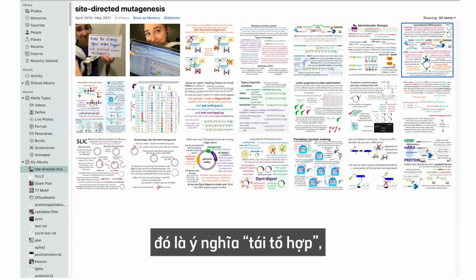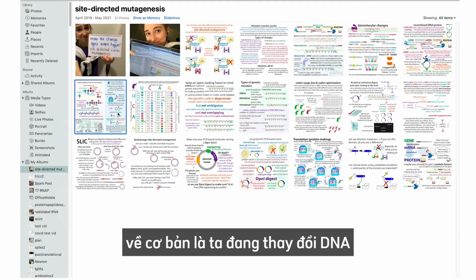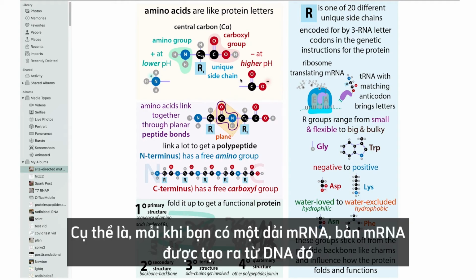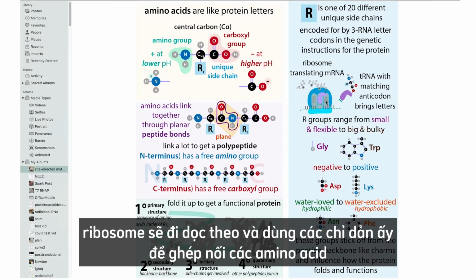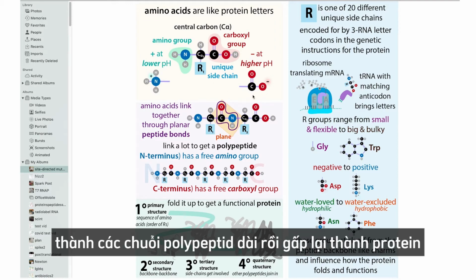So that's what we call it, recombinant. But basically, going back to the idea of what we're actually changing: we're changing the DNA, and when I talk about amino acids, those are the protein letters. When you have that string of mRNA, the copy made from the DNA, the ribosome goes along and uses those instructions to piece together these amino acids, these protein letters, into long polypeptide chains, which fold up to give you a protein.